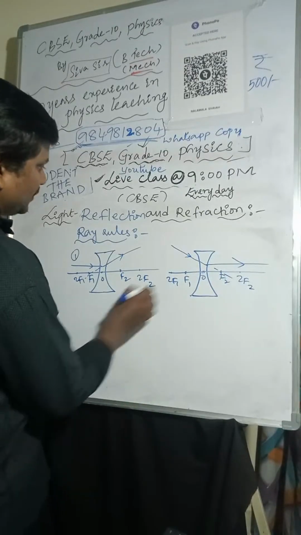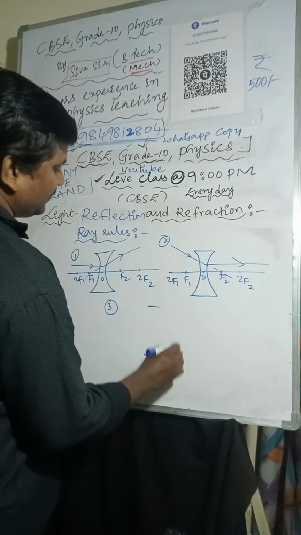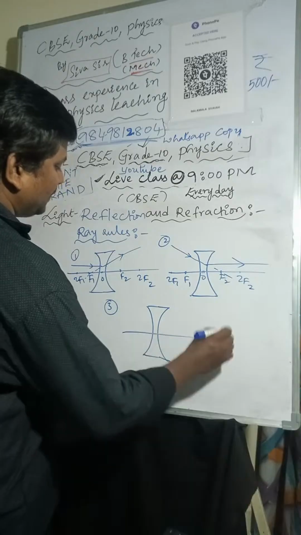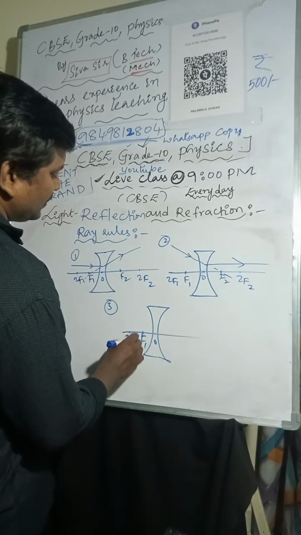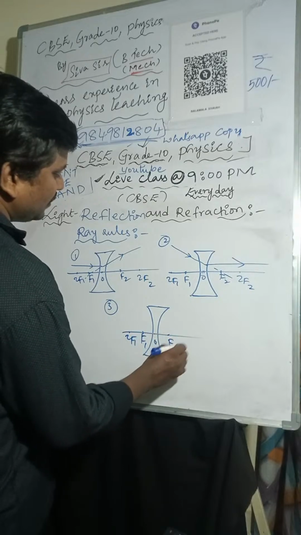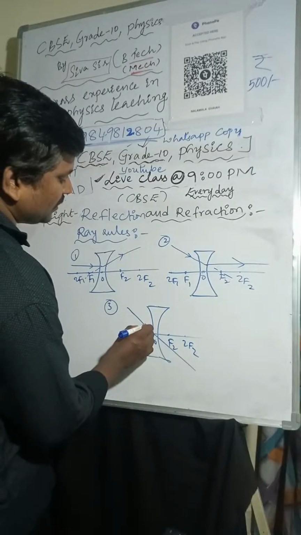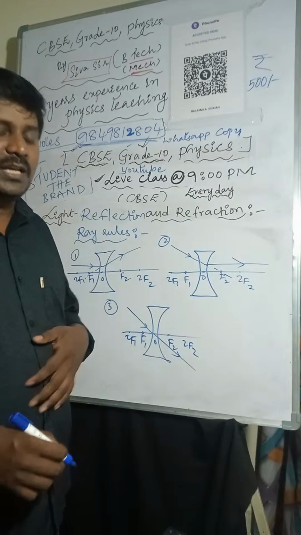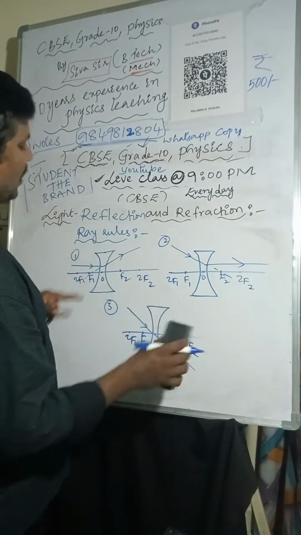And coming to the third one, if the light ray passes through the optic center, here is the optic center, F1, 2F1, F2, 2F2. If the light ray passes through the optic center, no deviation takes place. It continuously moves like that only. Okay, so this is about the ray rules of the concave lens.